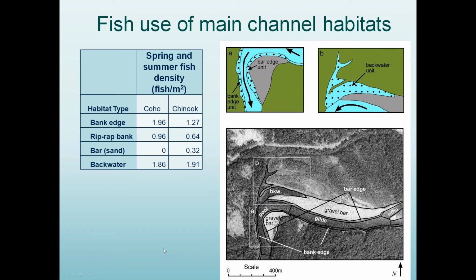And what we see is that fish densities, they definitely choose certain habitat types over others. So both coho and Chinook tend to favor backwaters and bank edge over everything else. And modified banks with riprap tend to have about half the capacity as natural bank edges. Bars are relatively little used by either of the species.